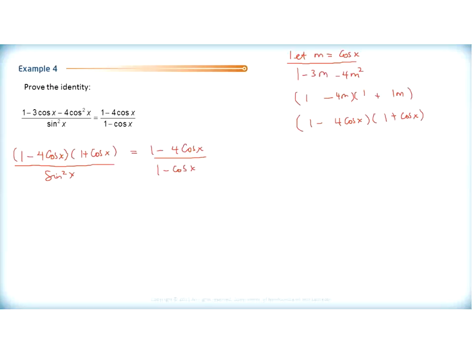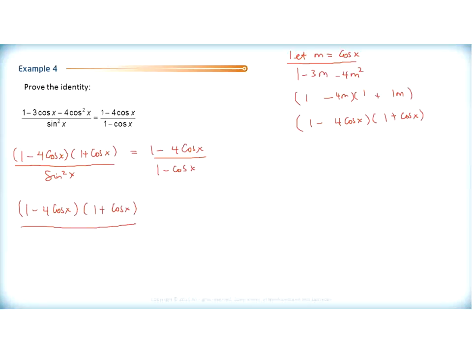What else can I do with the left side in order to get the right side? Well, I would immediately recognize that my right side got all cosines. My left side still has a sine squared there. So I got to somehow get rid of that, because the right side doesn't have any sines. I also recognize that I got a 1 minus 4 cosine, and I already got a 1 minus 4 cosine, so that's looking pretty good. But I got a 1 minus cosine here, and I got a sine squared here. Well, sine squared is 1 minus cosine squared, so that might help me.